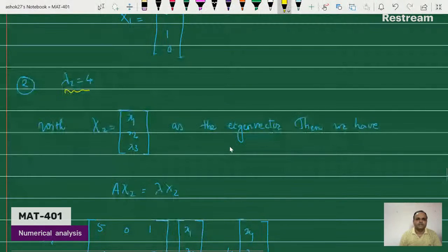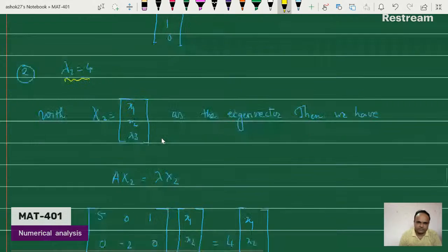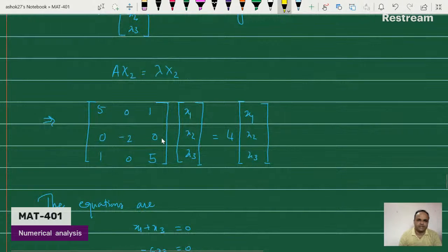So next we'll find the eigenvector corresponding to the second eigenvalue, that is lambda 2 equal to 4. So let's suppose X, that is x1, x2, x3, be the eigenvector corresponding to eigenvalue lambda 2 equal to 4. Naturally it will satisfy the original equation, that is AX equal to lambda X. So from that you will write AX equal to lambda 2 X. So let us put the values of A and lambda, so naturally lambda 2 is here.